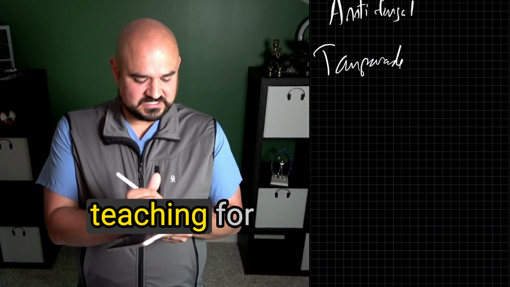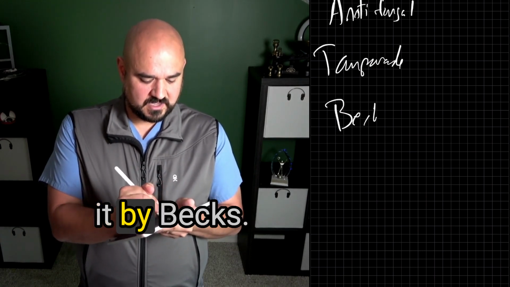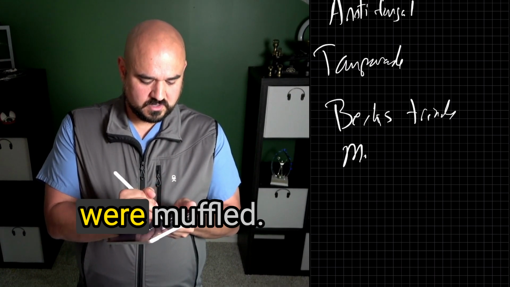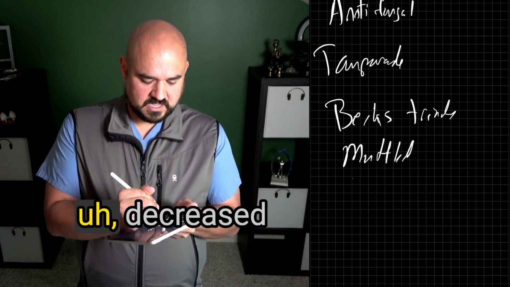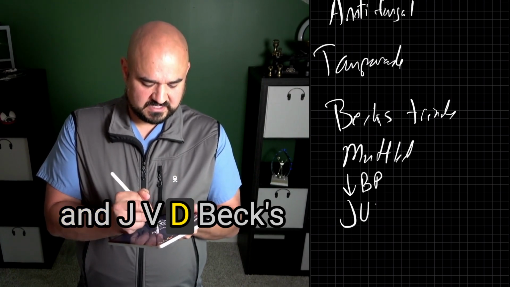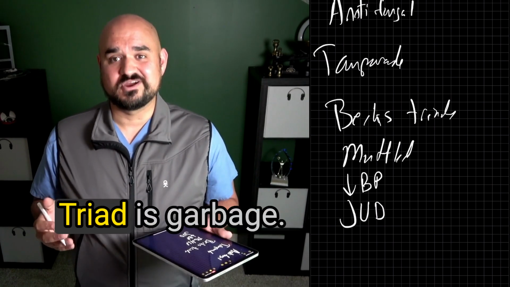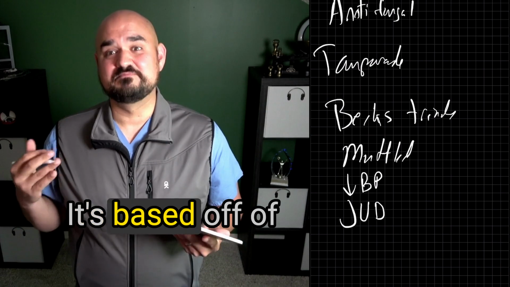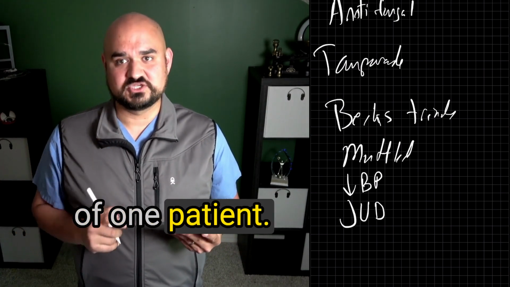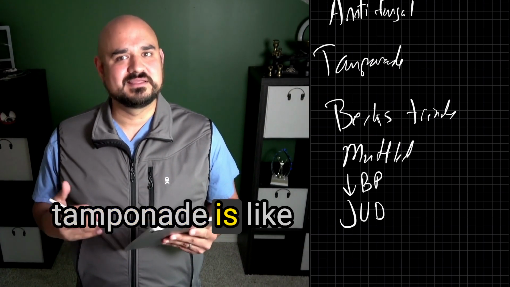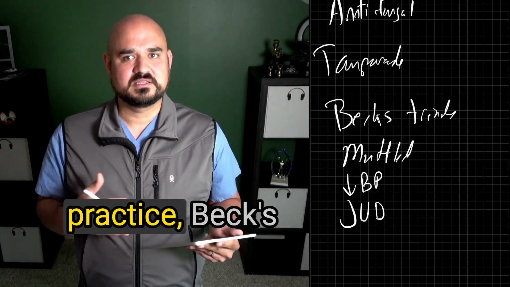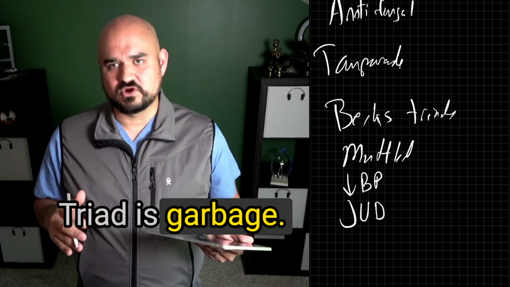The classic teaching for tamponade is you diagnose it by Beck's triad, which is muffled heart sounds, decreased blood pressure, and JVD. Beck's triad is garbage. It's based off of a case report written back in the 30s off of one patient. Its sensitivity for tamponade is like 30%. Know it for the test, but in clinical practice, Beck's triad is garbage.